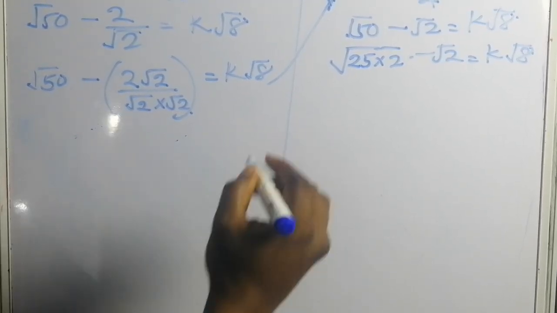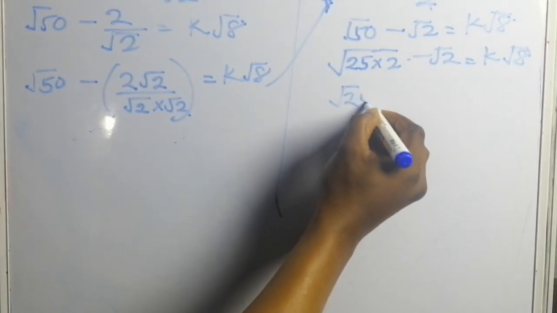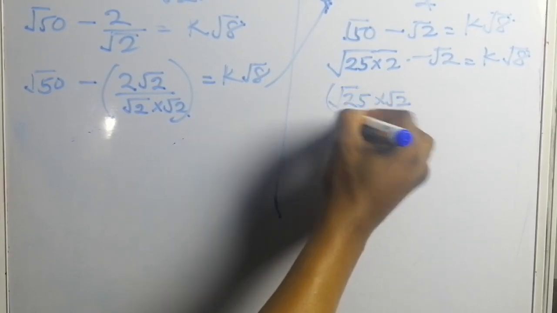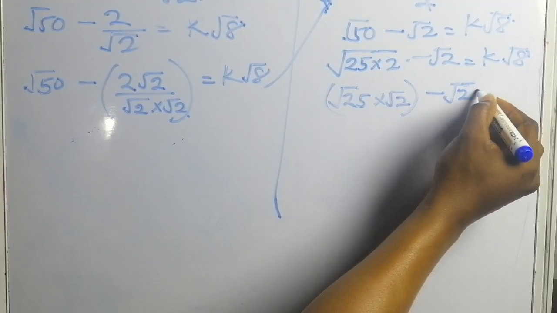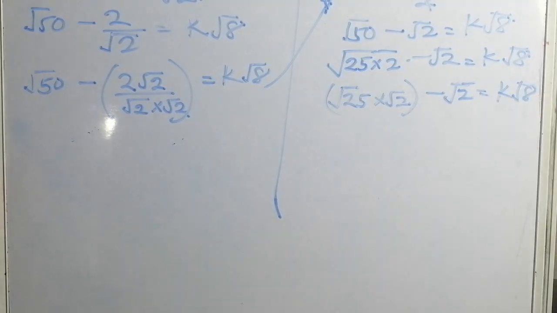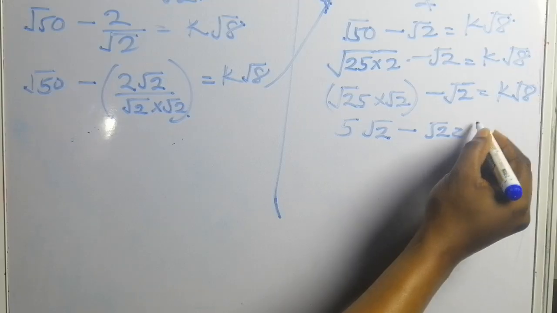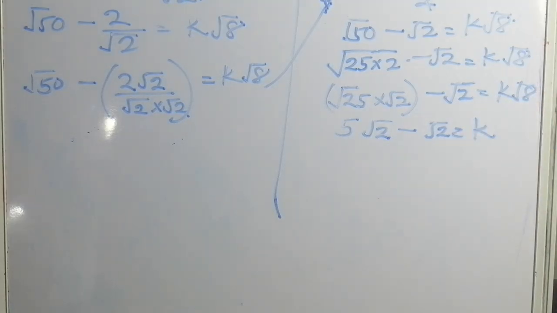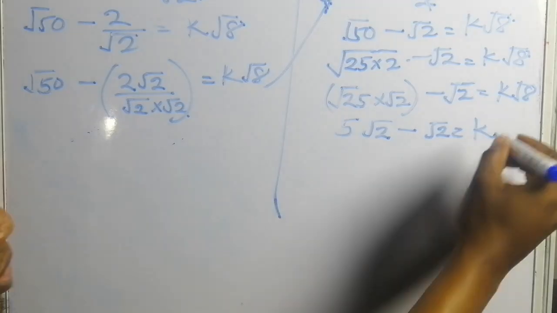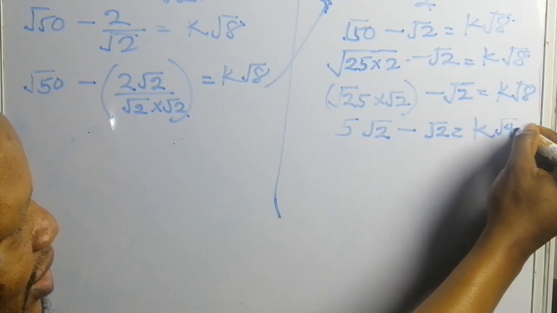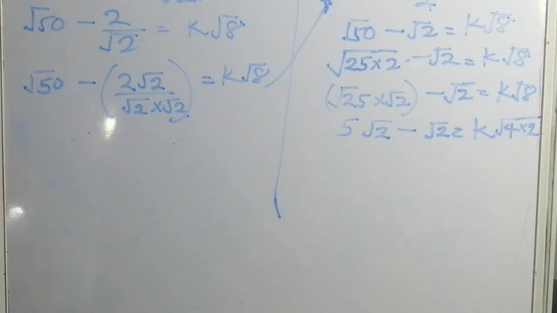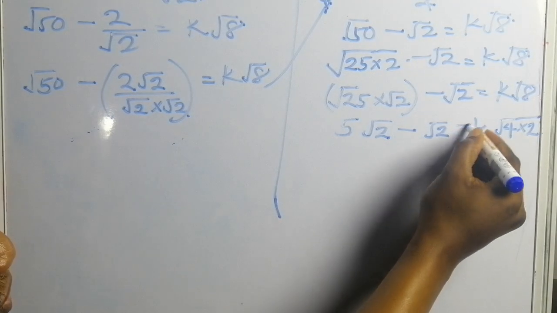So it means that at the end of the day, I will now have root 25 times root 2 minus root 2 equals k root 8. It's as simple as that. So root 25 is 5. So this is the same thing as saying 5 root 2 minus root 2 equals k root 8. Don't forget, 8 is also 4 times 2 because I know 4 is a perfect square. So this is the same thing as saying 4 times 2, 8. Okay? So now, if you look at this where this is equal sign, don't mix it up with 2.